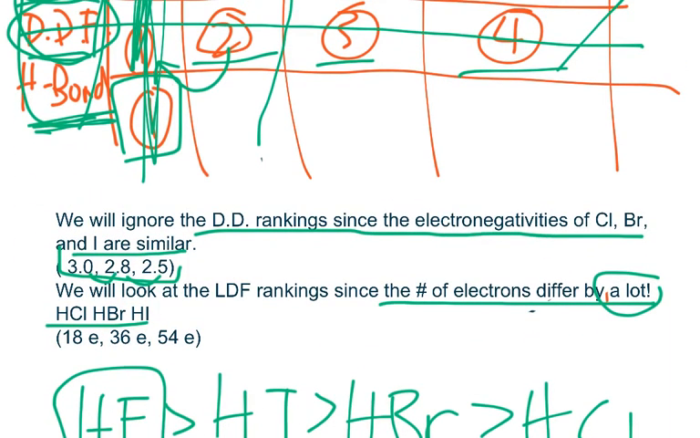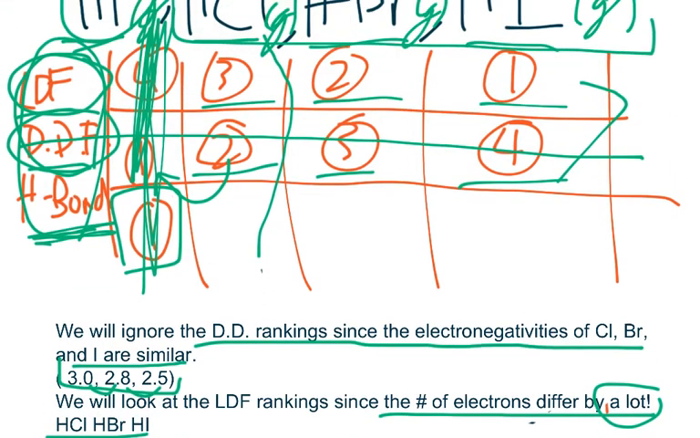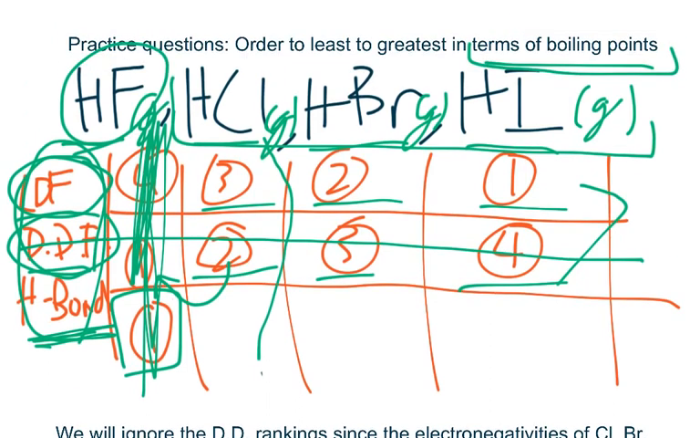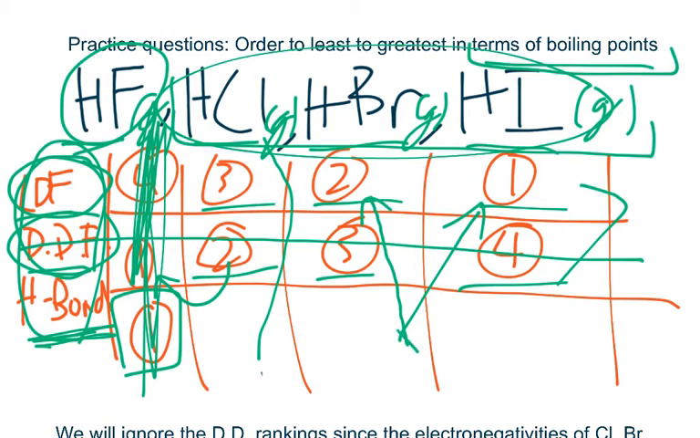And in this case, we could do it since HCl has 18 electrons, HBr has twice as many electrons, and HI has, well, 18 more electrons. So notice that gigantic jump in electrons, and because of that, LDF will be very different between these three, and because they are very different, we can use that as a factor to determine which one will have the higher boiling point. So according to this chart, HI will have the second highest boiling point, HBr will have the third highest boiling point, and HCl will have the lowest boiling point.